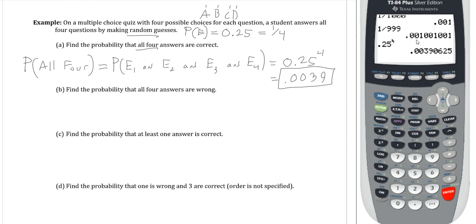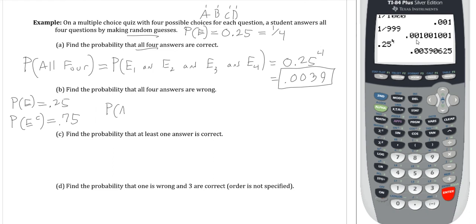Second, we have find the probability that all 4 answers are wrong. Well, we know the probability of E, which is getting a question right, is 0.25. Therefore, we know the complement of it as well. The probability of getting a question wrong should be 0.75, or 1 minus 0.25.